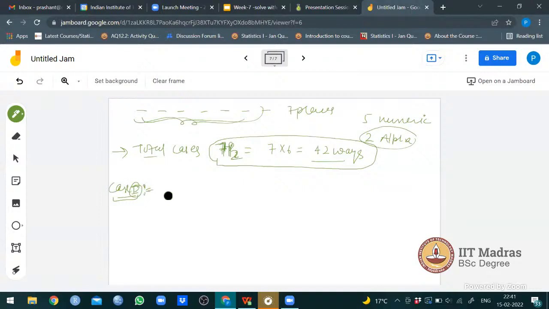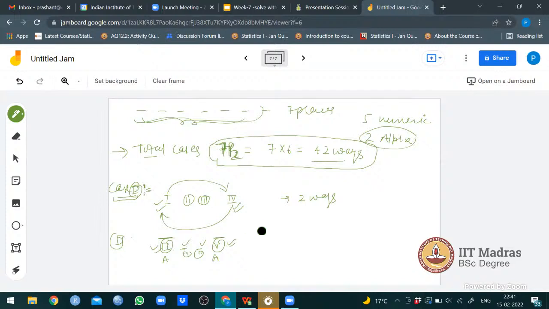See, if your alphabet is at the first place and your other alphabet at the 4th place, then there will be exactly 2 numbers between these two. Yes, sir. And it can be vice versa, so 2P2, 2 ways. Case 2 will be, suppose the alphabets are at the 2nd place and the 5th place. Then at the 3rd and 4th positions there will be exactly 2 numbers between these 2 alphabets, right?